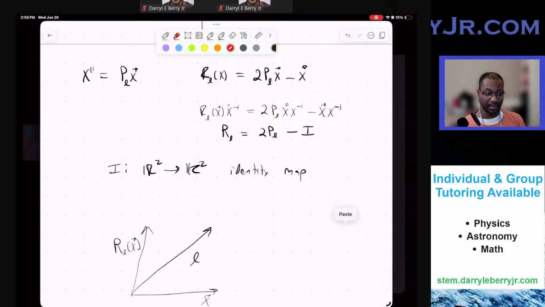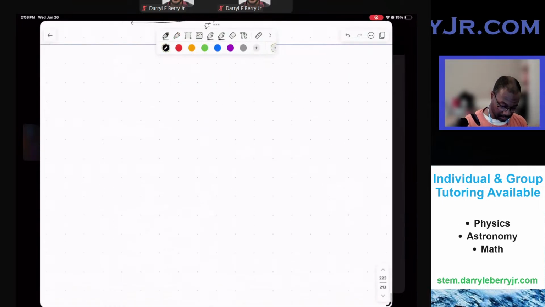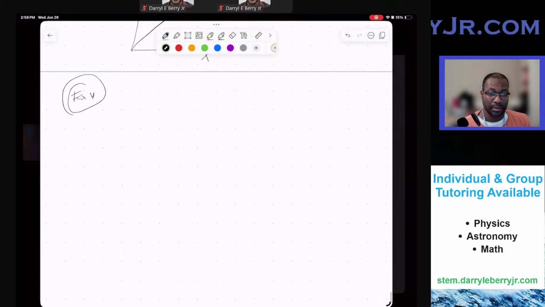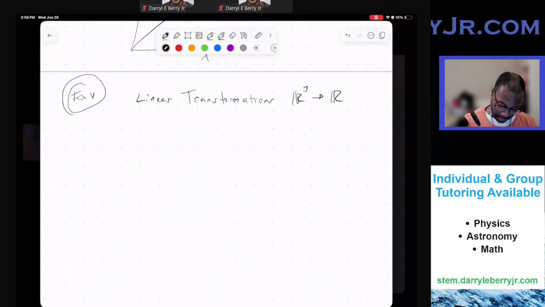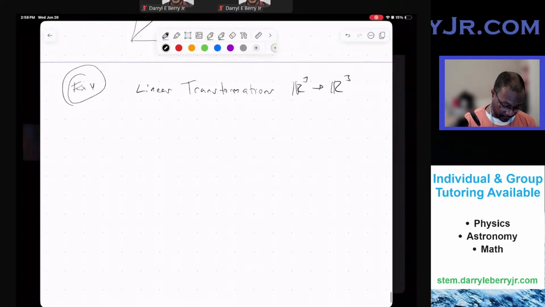Right, example 4. We conclude this discussion with a few examples of linear transformations from R3 to R3. So these are linear transformations, R3 to R3. So for A, let A equal -1, 0, 0, 0, 1, 0, 0, 0, 1.